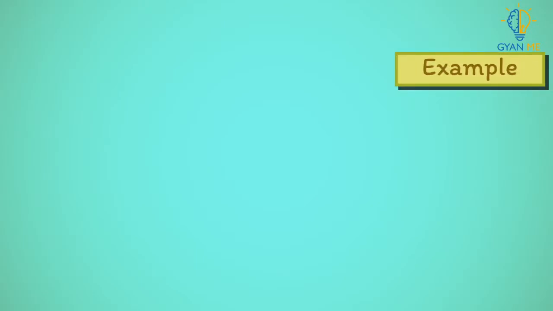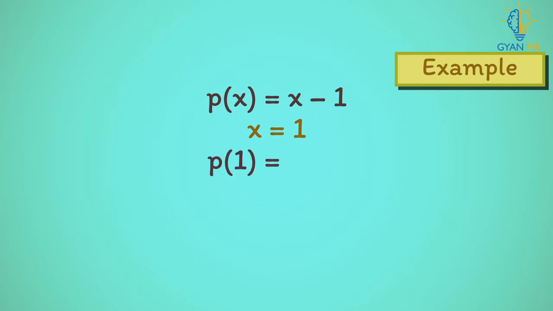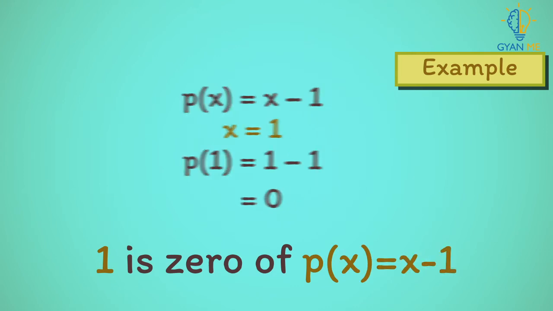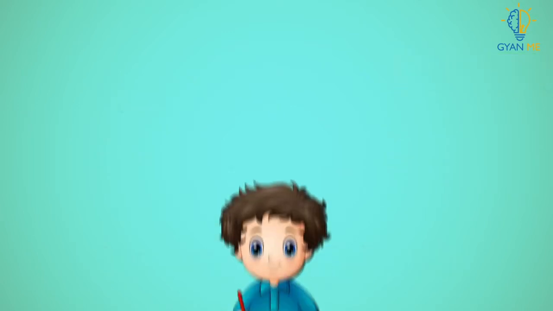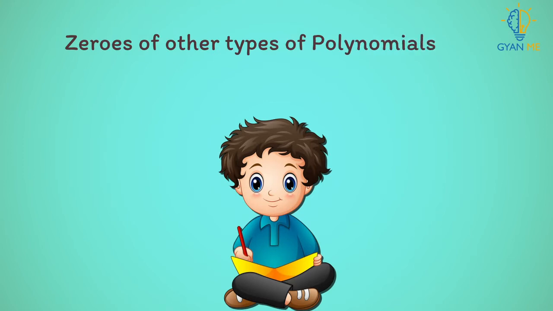For example, p of x equal to x minus 1. Replace variable x by 1. So we get the value of the polynomial p of 1 equal to 1 minus 1 equal to 0. As p of 1 equal to 0, we say that 1 is the zero of polynomial p of x. The degree of the polynomial being 1, or the polynomial being linear, its zero is 1. Now let us learn about zeros of other types of polynomials also.